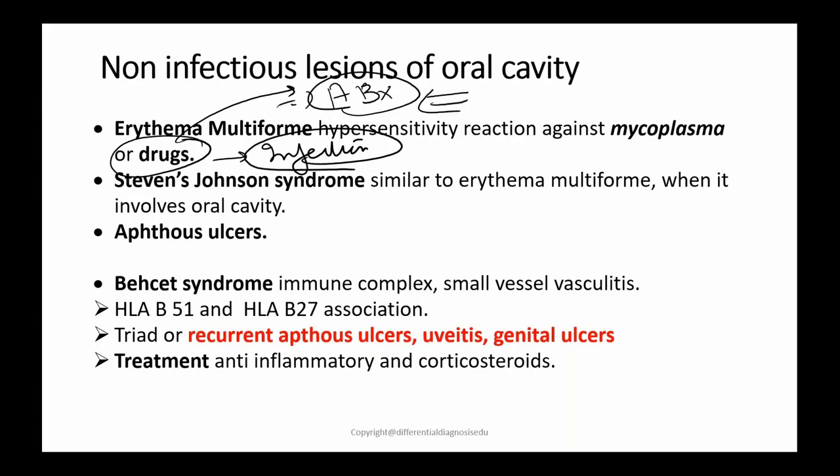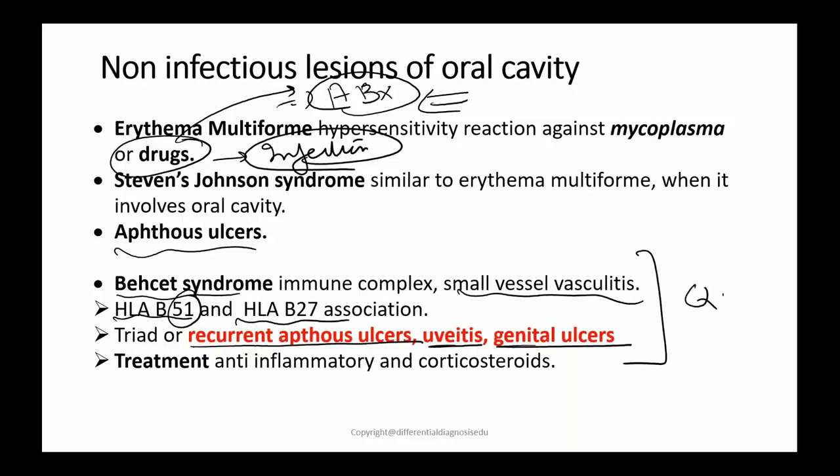Stevens-Johnson syndrome is similar to erythema multiforme when it involves oral cavity. Third, aphthous ulcer, we just discussed. Third is Behcet syndrome. It's a small vessel vasculitis associated with HLA-B51, HLA-B27. It's a triad of recurrent aphthous ulcer, uveitis, and genital ulcer. This question is common in exam.